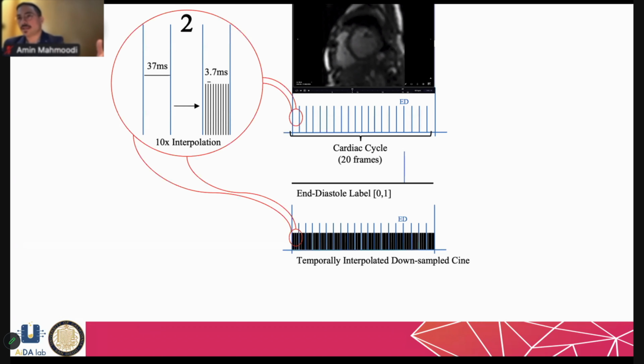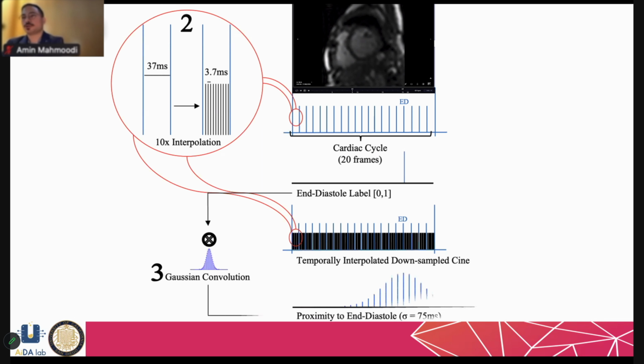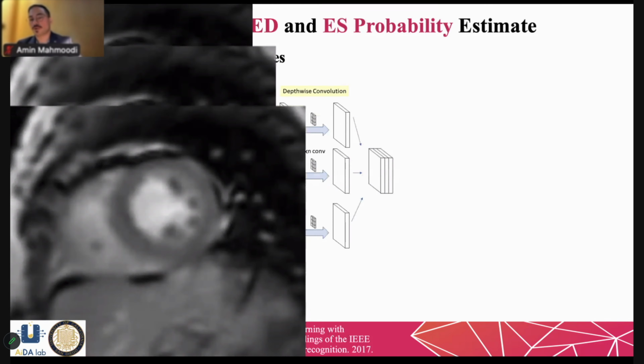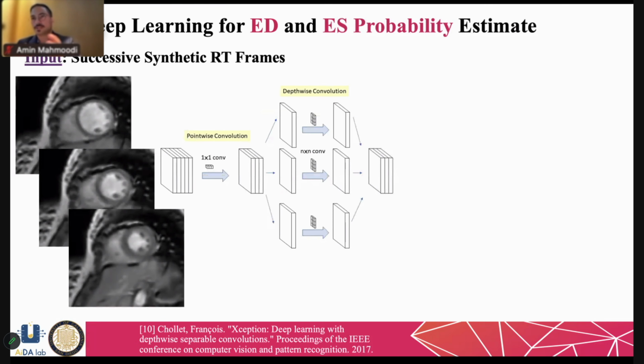In order to add the label to that interpolated data set, we convolved the end-diastole label by a Gaussian convolution to distribute that information to the newly created frames temporally. This also allowed us to train a deep learning network that was traditionally built for classification, such as the Xception network, to perform a regression task, where instead of identifying large or small diameter, it can tell you more closely what the diameter is as it's regressing.